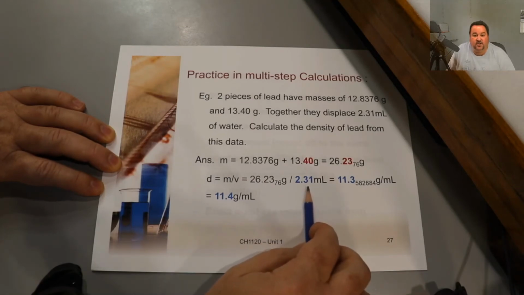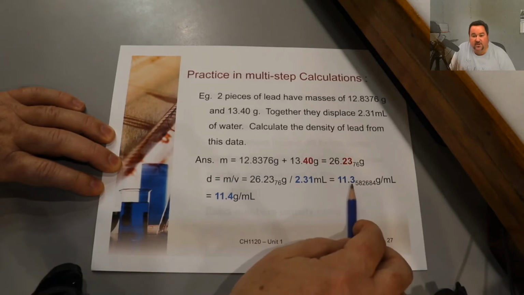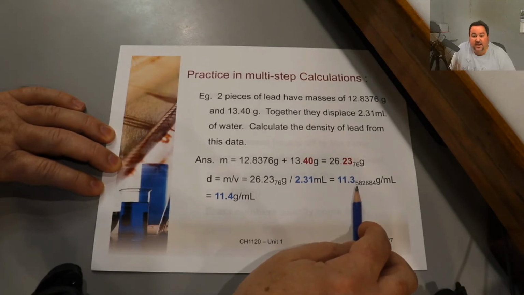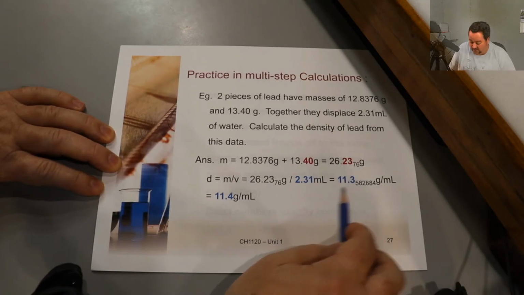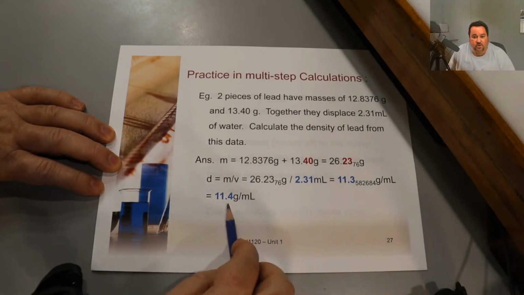This is a division. During multiplication and division, I round to the least number of significant figures. I'm now ready to report my final answer. I see the next digit as a 5. I'm going to round up and report my final answer to 3 significant figures, 11.4 grams per milliliter.